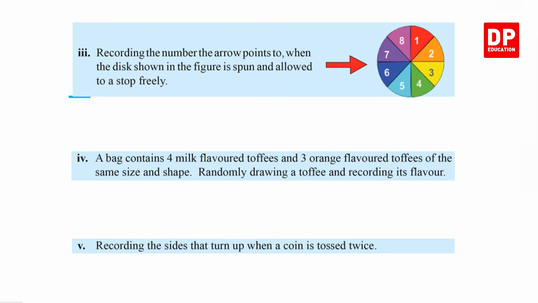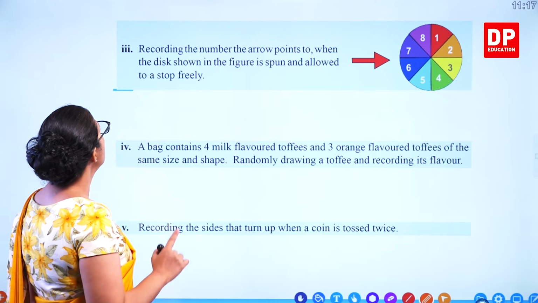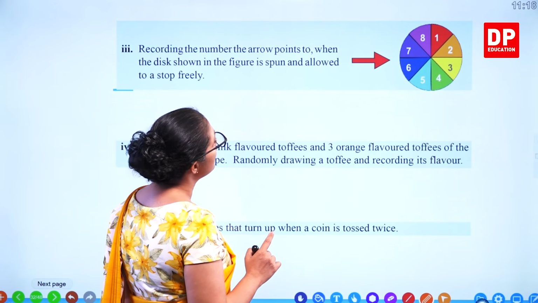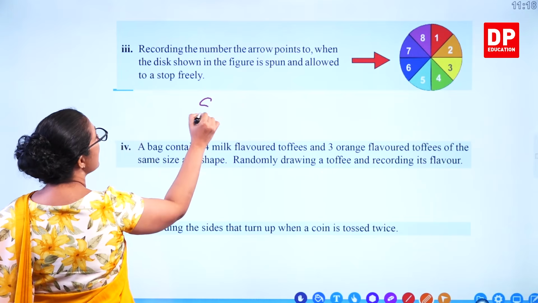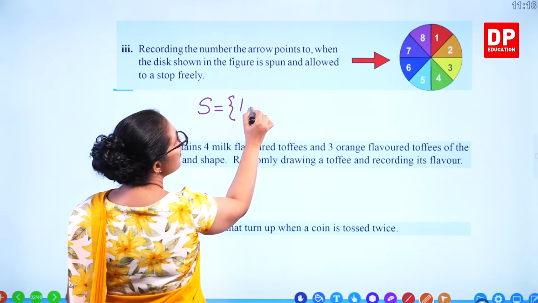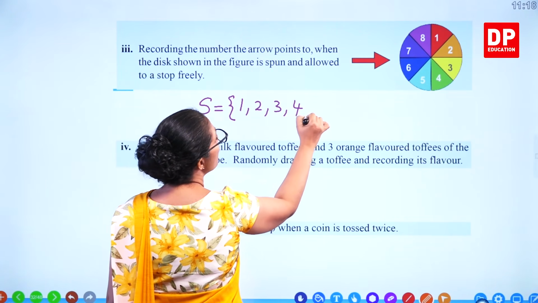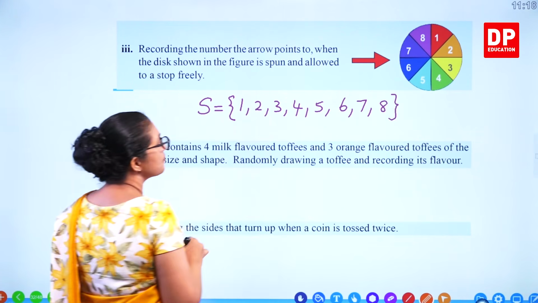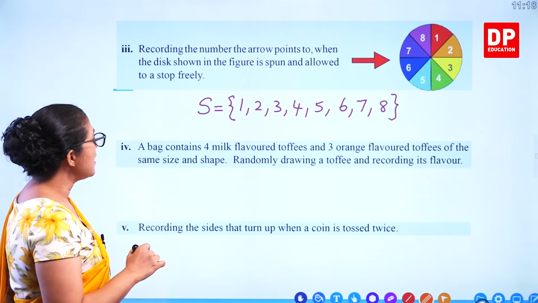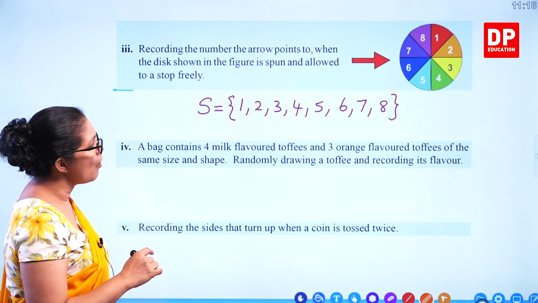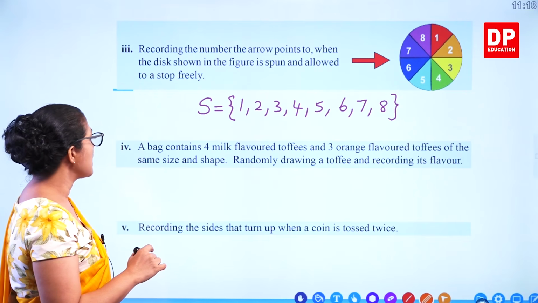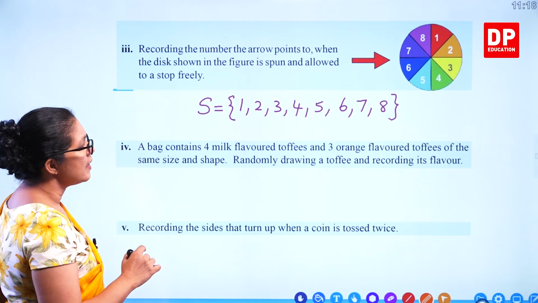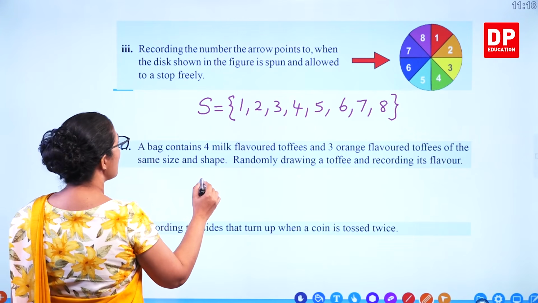Recording the number the arrow points to when the disc shown in the figure is spun and allowed to stop freely. So what are the possibilities you can get? 1, 2, 3, 4, 5, 6, 7 and 8. A bag contains 4 milk flavored toffees and 3 orange flavored toffees of the same size and shape, randomly drawing a toffee and recording its flavor. So what are the possibilities?